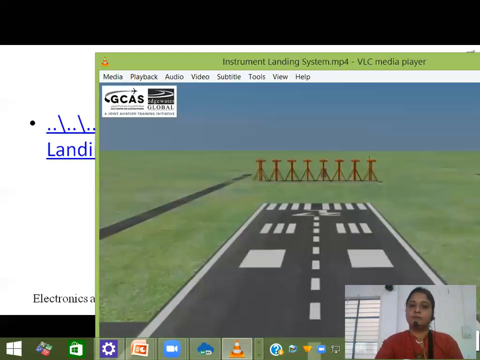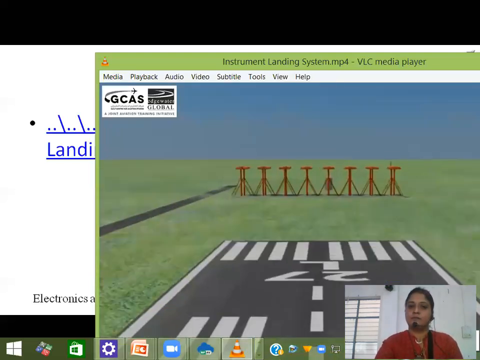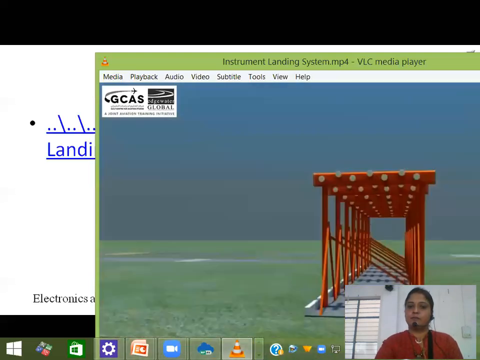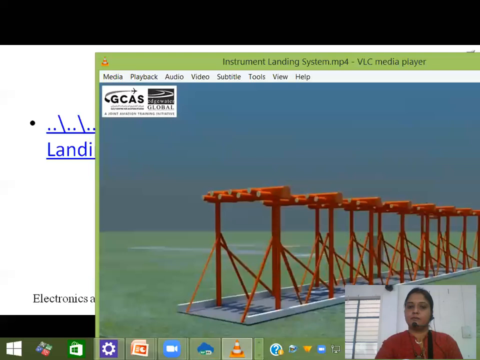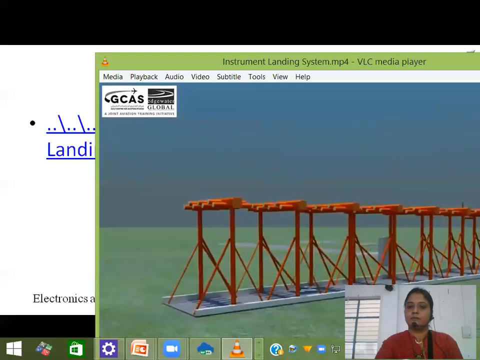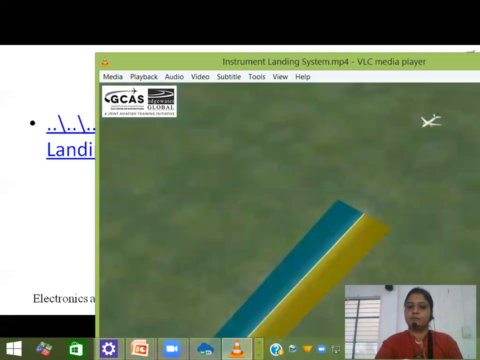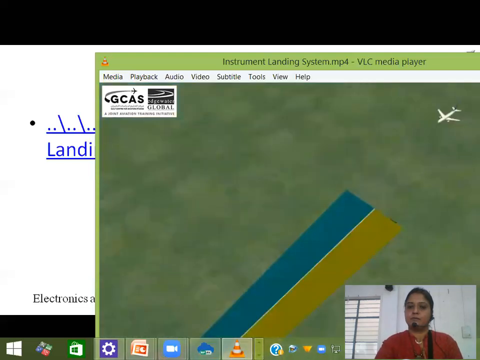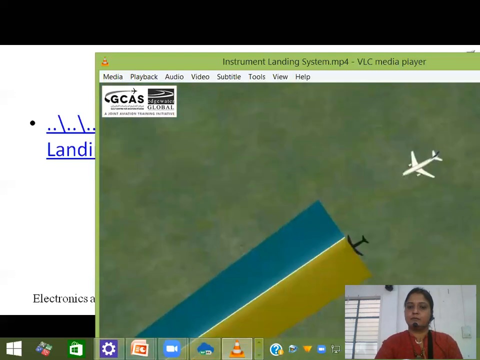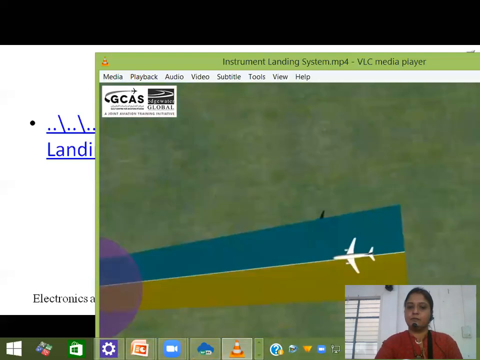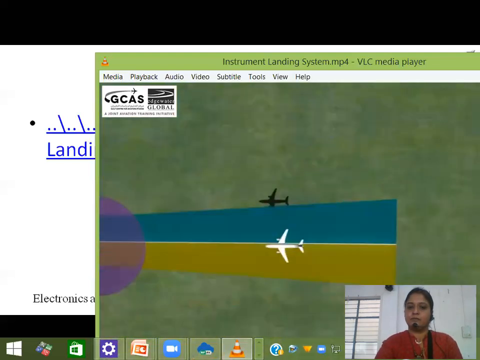The localizer is an antenna array, normally located beyond the departure end of the runway. It generally consists of several pairs of directional antennas, which transmit two signals. Each antenna transmits a narrow beam, one slightly to the left of the runway center line, the other slightly to the right. It gives azimuth information and indicates whether the aircraft is left or right of the runway center line.